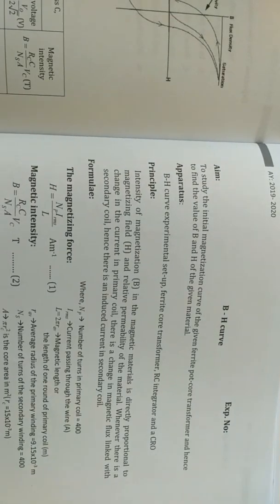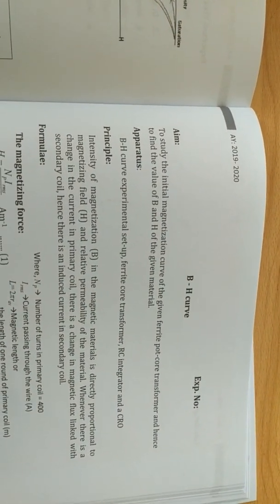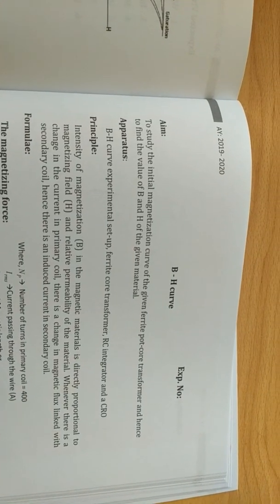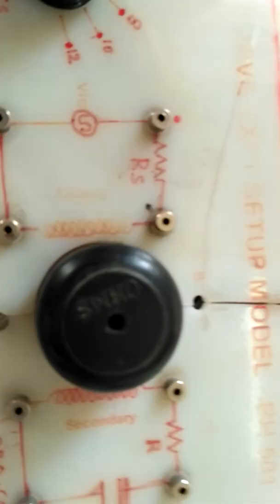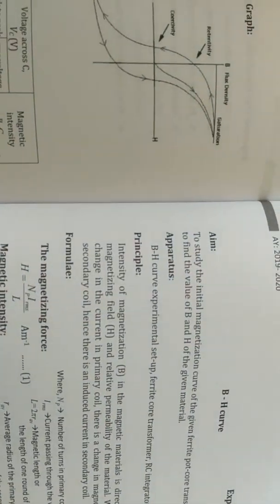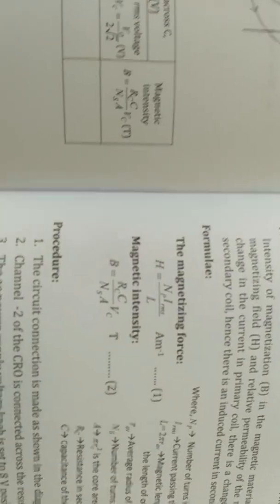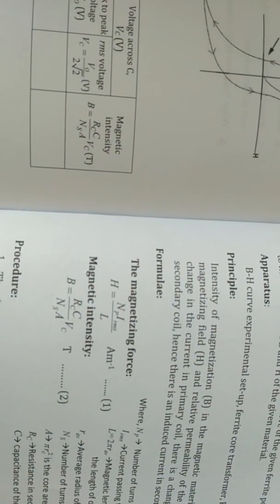And then, going back to your manual, the aim of the experiment is to study the initial magnetization curve of the given ferrite pot core transformer. So your ferrite material is inside this, placed between primary and secondary of the transformer, and to find the value of B and H of the given material. So we need to find the value of H, we need to find the value of B.